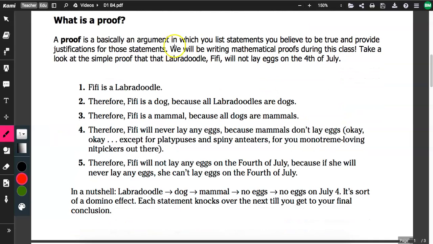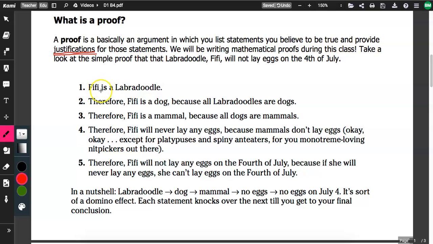A proof is basically an argument in which you list statements that you believe to be true and you provide justification. That's the part we haven't quite touched on yet. We have to always give reasons. If you're saying that these two segments are congruent, how do you know? We write mathematical proofs, but let's take a look at a simple one about this dog, just to see how you can have the statement and then the justification or the reason.